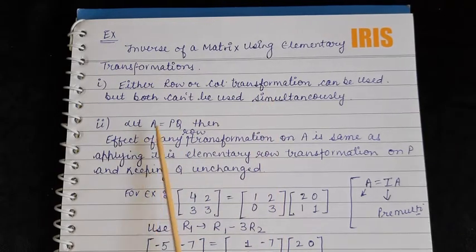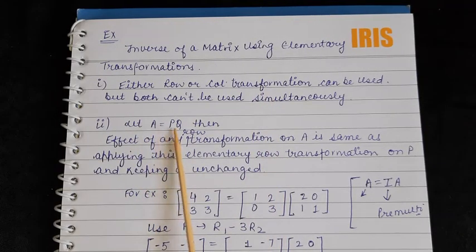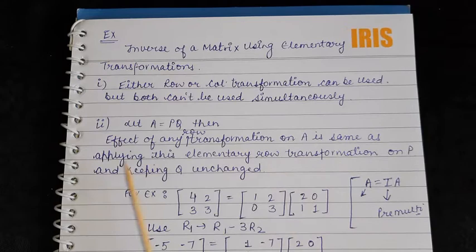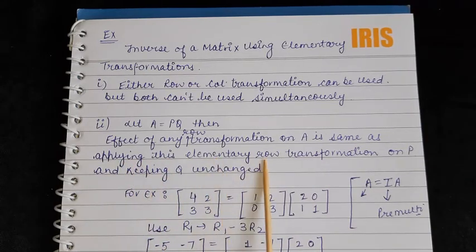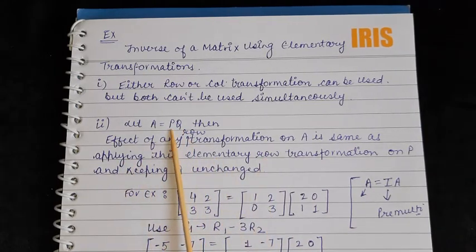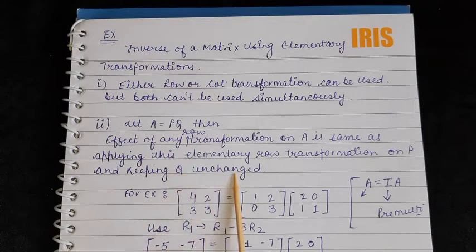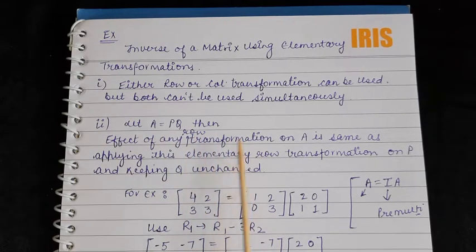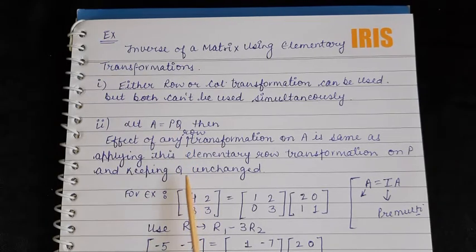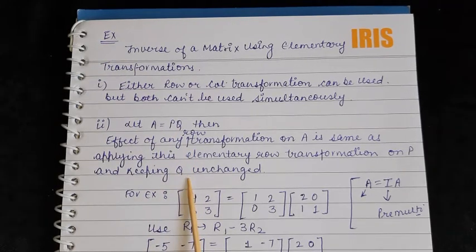Now we are taking one matrix equation, A equals PQ. The effect of any row transformation on A is the same as applying this elementary transformation on P and keeping Q unchanged. It means that given a matrix equation, if we are applying a row transformation, then we will apply it on A and P, but we will not apply it on Q. The Q will remain unchanged.